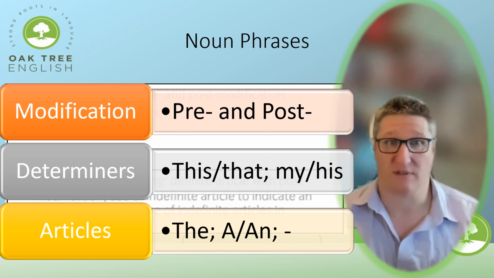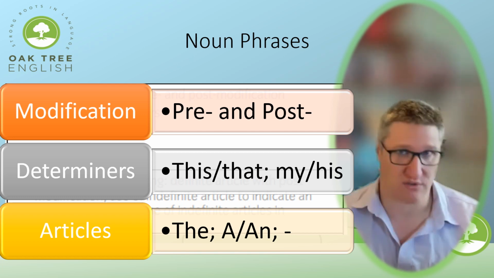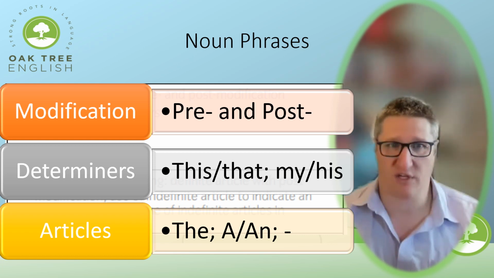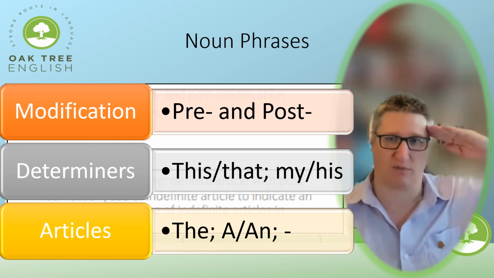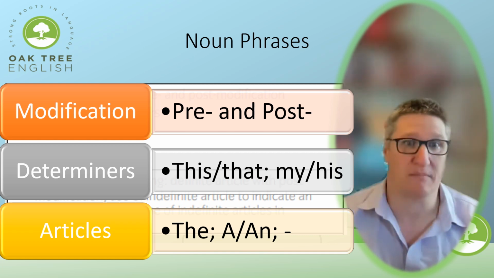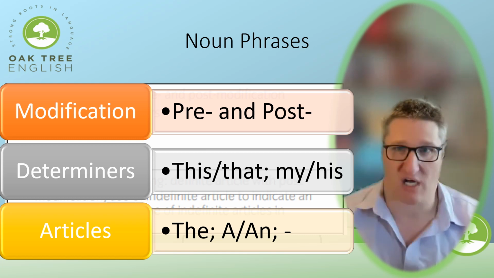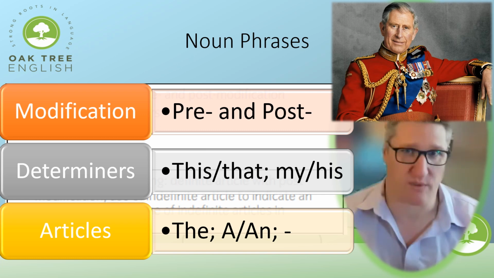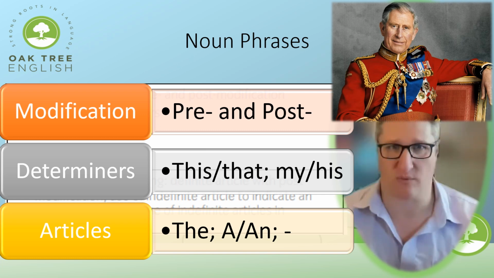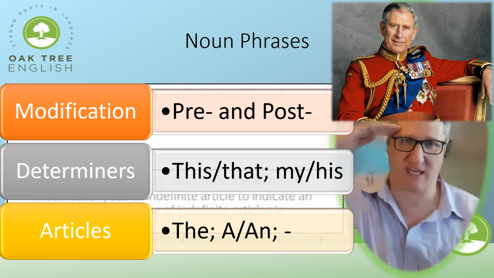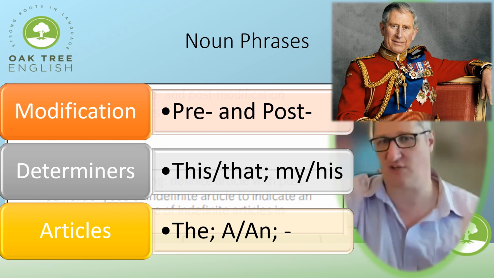For example, kings, 0 article, rule some countries. Some is a determiner. The UK has a king. God bless him. Indefinite, a king, because there are many kings in the world, and Charles is one among many. The king, which we know which king we're talking about, that of the UK, therefore we use the definite article, King Charles III. The king is Charles III. God bless him.